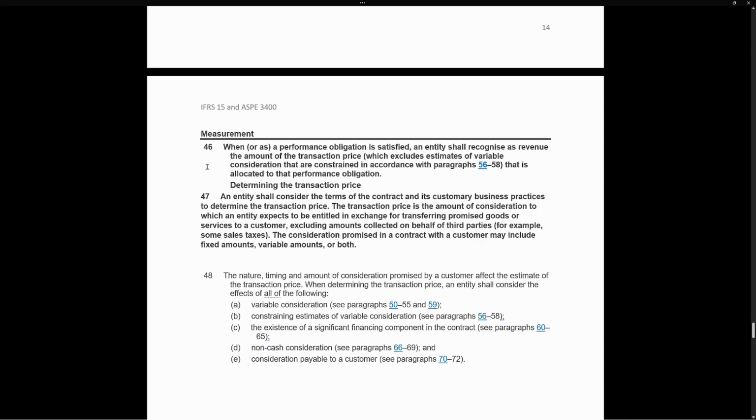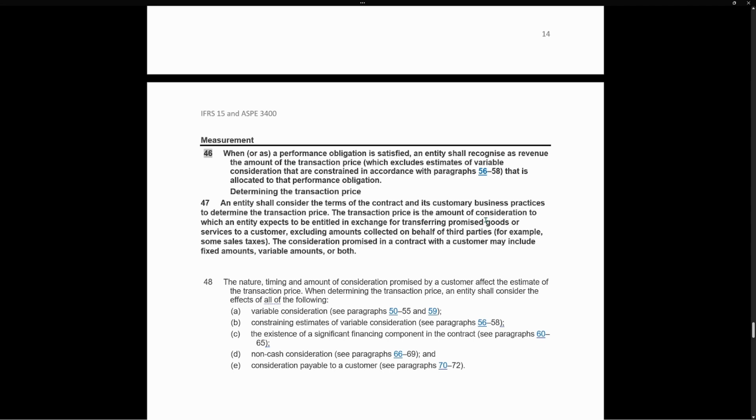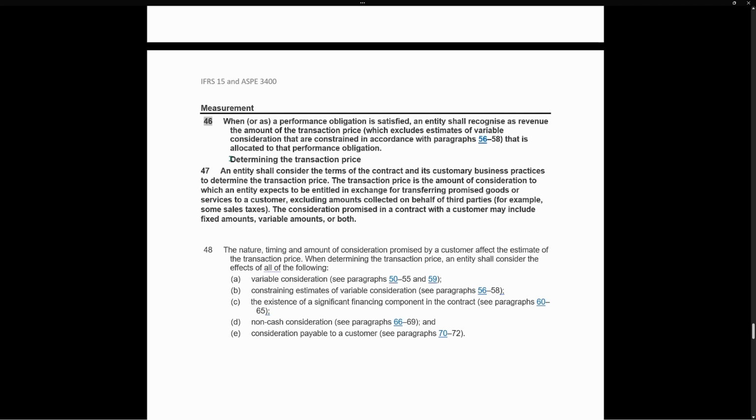And then you will see measurement in paragraph 46 that whenever the performance obligation is satisfied, the entity shall recognize as revenue the amount of the transaction price. There are some topics here which exclude the estimates of the variable consideration that we'll go through in the next video. And here you will see determining the transaction price. An entity shall consider the terms of the contract and its customary business practices to determine the transaction price. Briefly, it should exclude some parts.